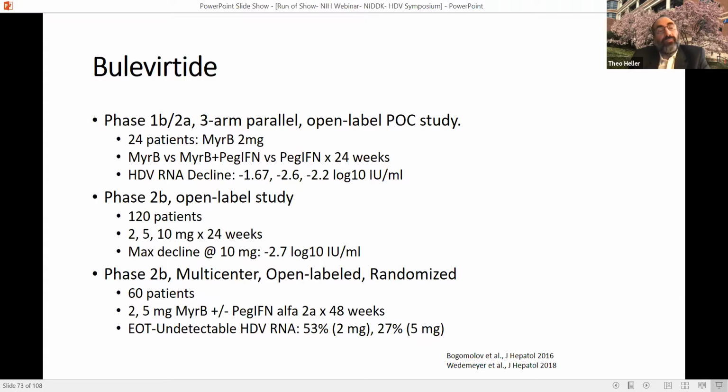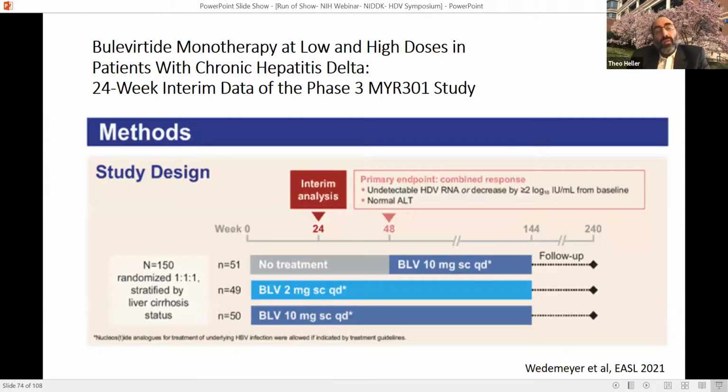Next slide, please. Dr. Wiedemeyer recently presented the interim analysis of the phase 3 study. The design is for 150 patients to be randomized to no treatment initially, and then 10 milligrams subcutaneously daily, 2 milligrams subcutaneously daily for the duration of therapy, that's 144 weeks, and 10 milligrams subcutaneously daily.